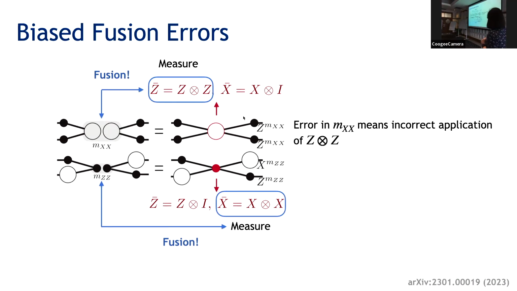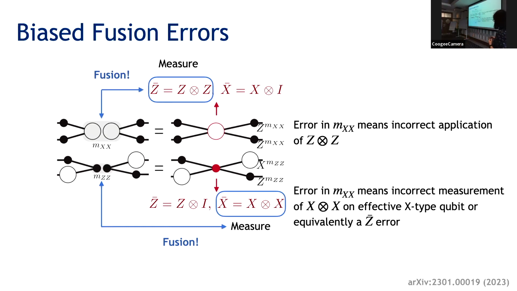Similarly, in this second type of fusion, an incorrect XX measurement is like a Z error on the X-type qubit, because a Z error would cause an incorrect measurement of the X operator. So again, I see that in both cases, if there is a faulty XX fusion measurement, it only introduces an effective Z error on the X-type qubits.